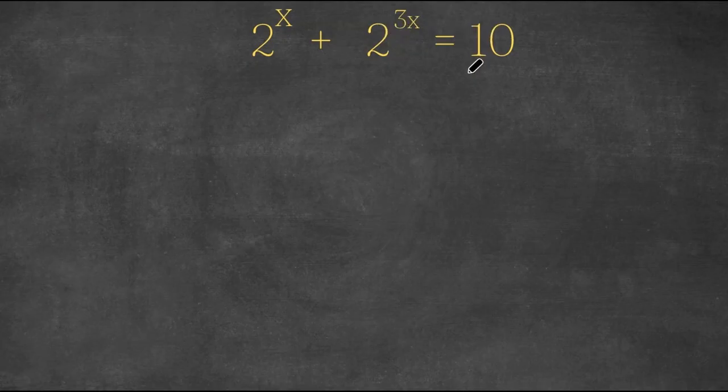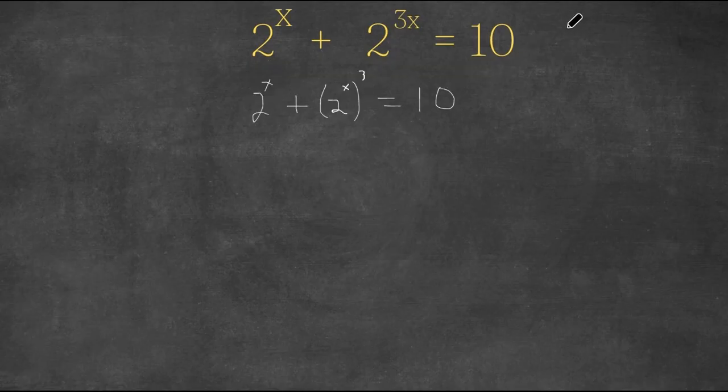And what we're going to do first is rewrite this equation. We're going to write this as 2 to the power of x plus 2 to the power of x, to the power of 3, because remember, when we have something like this, it is equal to x times 3. We multiply the exponents, so we're simply reversing that. And this equals 10.